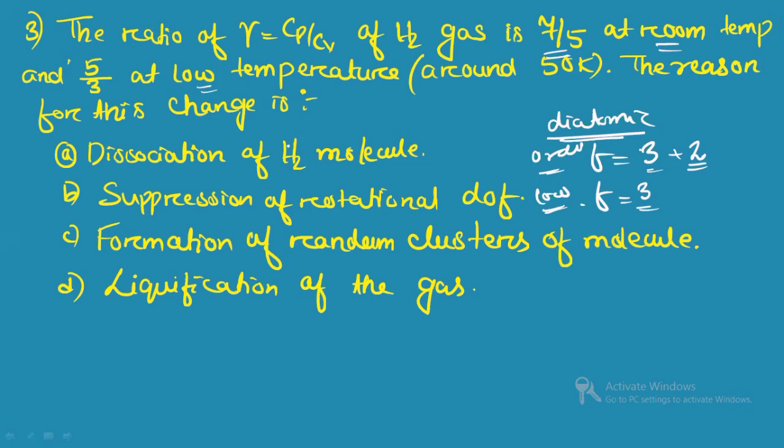So you can see here the reason for the change of this ratio to be 7 by 5 and 5 by 3. This is at room temperature and low temperature. What is the reason that there is a difference among these two? Because of the separation of the rotational degree of freedom. Is it clear to you? It is because of the separation of the rotational degree of freedom.